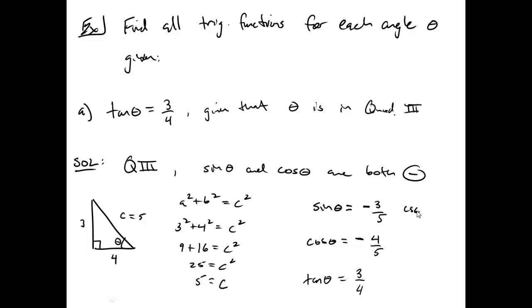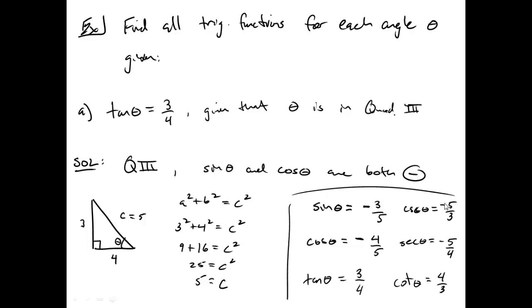I know cosecant theta is really just taking the reciprocal of sine theta, so it's going to be negative 5/3. I know secant theta is just a reciprocal of cosine, so it's a negative 5/4. And cotangent theta is equal to the reciprocal of tangent, so it's 4/3. And then you've answered the question.